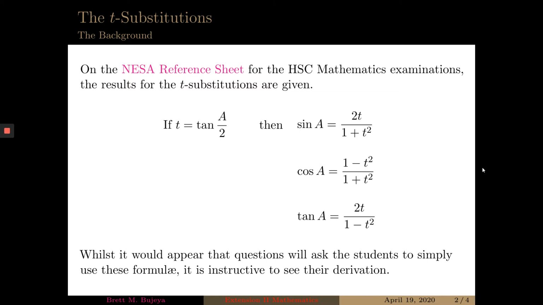So that you can see there is what you see on the reference sheet. I still think that it's good to know where they come from, because you then get a feel for where the various formulae are, and I think you get a deeper understanding if you see that. So that's what I'm going to show you in this video.